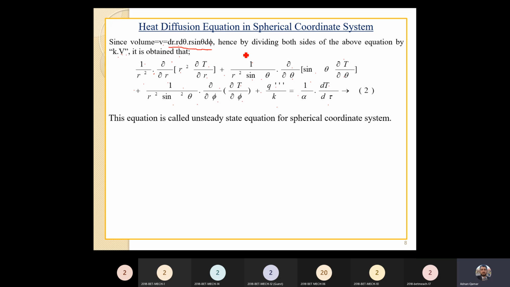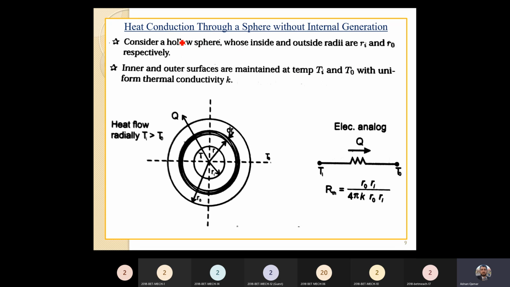This equation we have derived in the same manner as we did for the Cartesian coordinate system and the cylindrical coordinate system. To calculate the heat transfer through a sphere with different cases, we have calculated for the cylinder and Cartesian coordinate system with and without internal heat generation. We have a similar case here for the sphere as well.